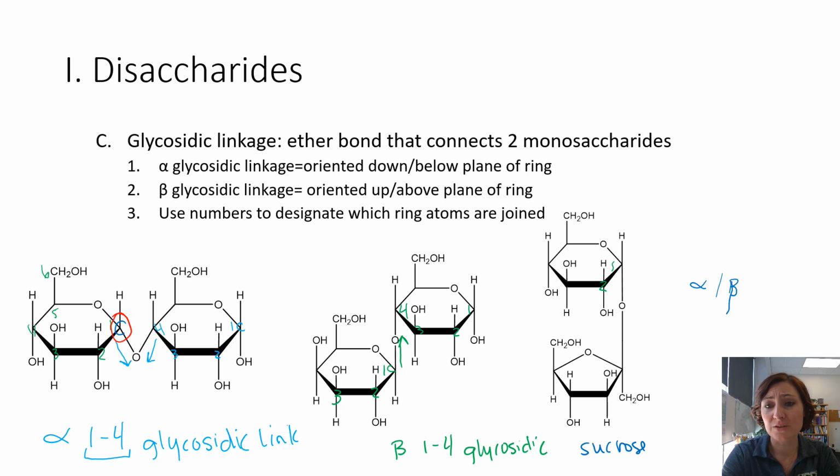Now, ketohexoses are tricky. Don't forget to start with the tail. This is 1, 2, 3, 4, etc. So this is a 1,2 glycosidic link. This is also considered a non-reducing sugar, which is something that we have briefly mentioned before, but we'll talk more about in lab.